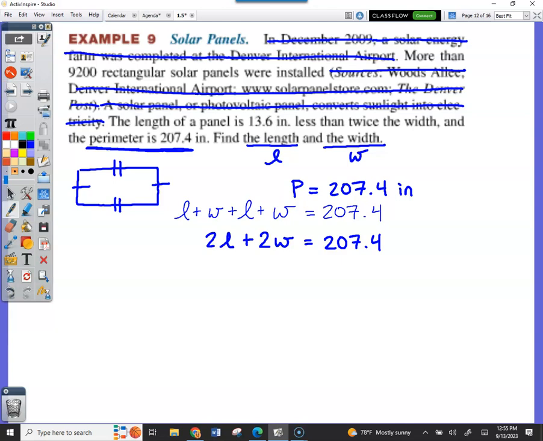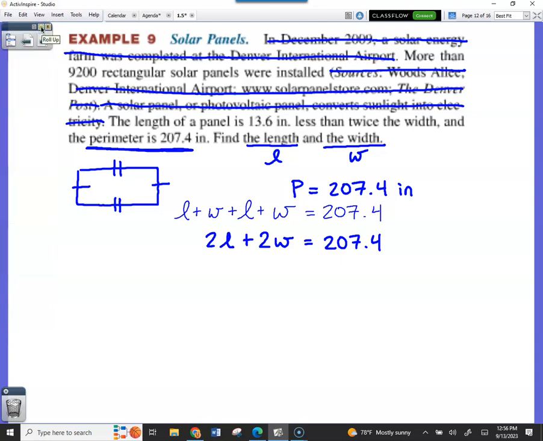All right, so let's look at this. How many variables do we have? How many equations do I have? Yeah, those are the same equation, right? So far I only have 1 equation, so I've got to get a second equation. You go back and you read it again. It says the length of a panel is 13.6 inches less than twice the width.